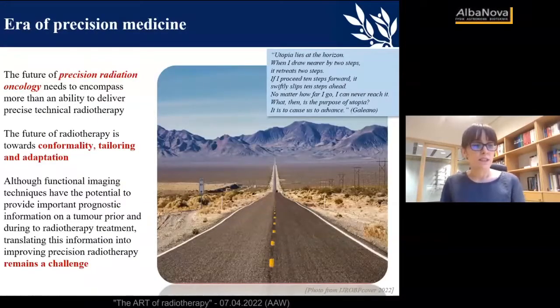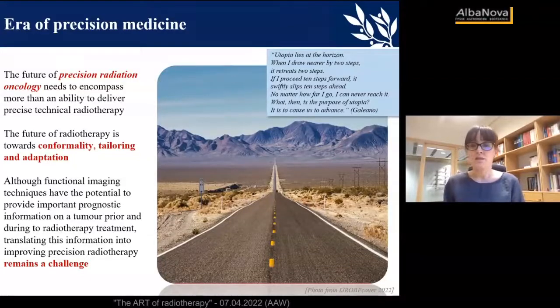Now we are in the era of so-called precision medicine and precision radiation oncology. And I think that radiation therapy, and I'm not the only one sharing this opinion, of course, needs to encompass more than the ability of delivering a precise and accurate treatment from a technical viewpoint that conforms to the morphology of the target. The future of radiotherapy may lie not only in target conformality, but also in tailoring and adapting the treatment from a biological and functional viewpoint.